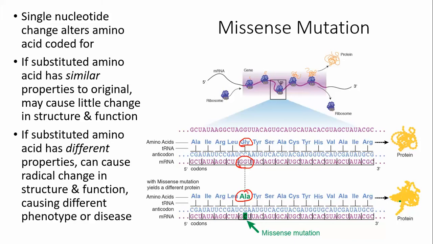And these may be loss of function, where you have less protein produced, or your protein is less effective, or they could be gain of function mutations, where the resulting protein works a little better.